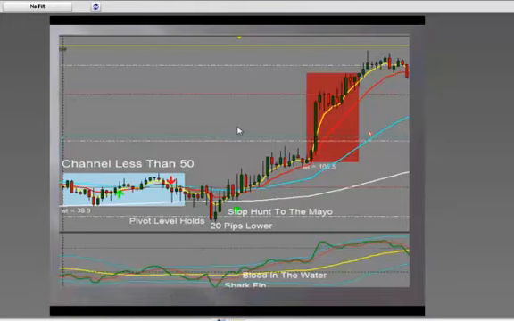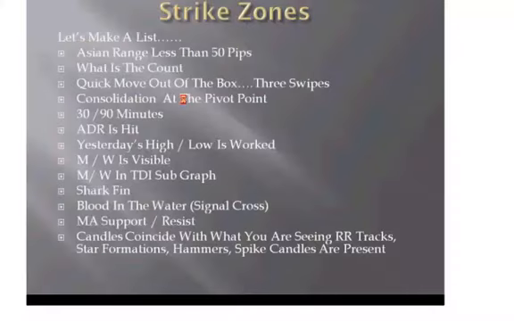Submitted, he had 2 hours and 45 minutes to see if he was right. The ADR, high or low, is hit. Yesterday's high or low might be worked. The M or W is visible. The M or W in the TDI subgraph is also visible, or we have a shark fin and someone's bleeding in the water.